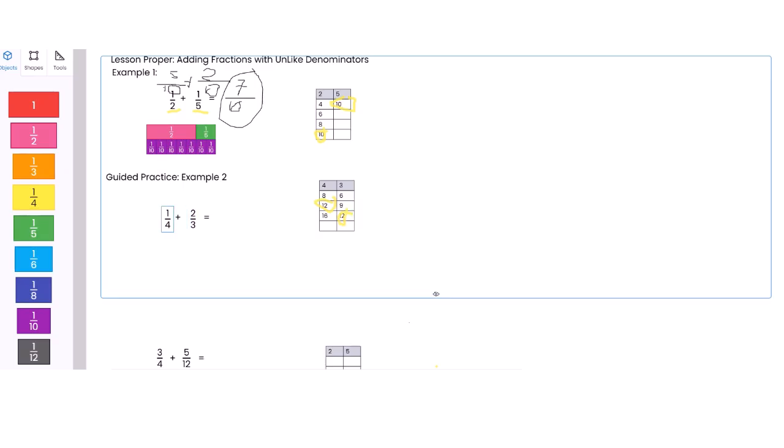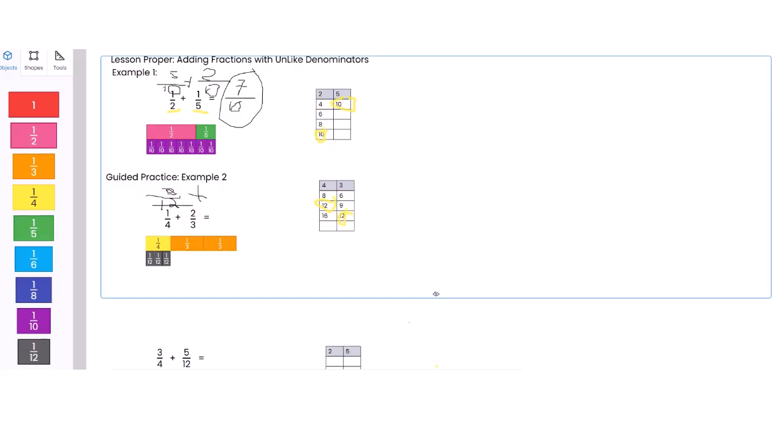Let's first line up 1/4 and 2/3 together. So 1/4, we get 1/4. How about 2/3? We get 2 1/3 together. How about 1/4? How many 1/12s will fit on this? So we have 1, 2, 3. So therefore, 1/4 is equal to 3 over 12.